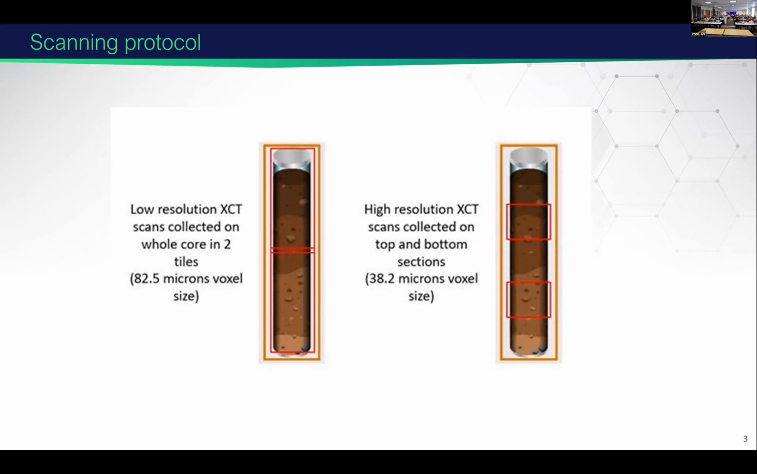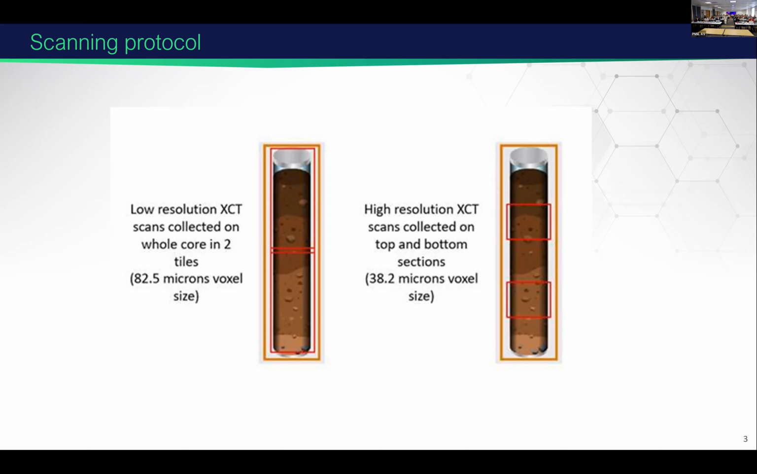Just to remind you of how we scan the cores in CT, we actually collect 4 data sets as part of MONet on every core. 2 lower resolution scans cover the whole height of the column with about 165 micron resolution. And these images are collected so that they have a little overlap. They are stitchable into a full height image, kind of giving you a nice overview of the soil horizons, the general texture of the column.